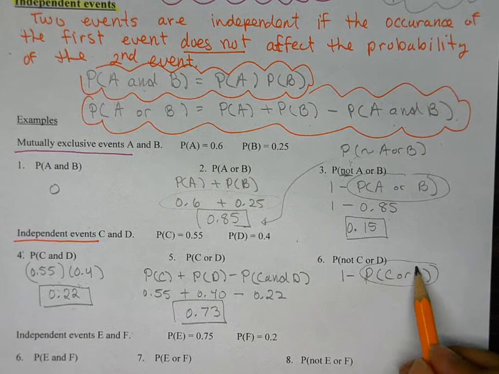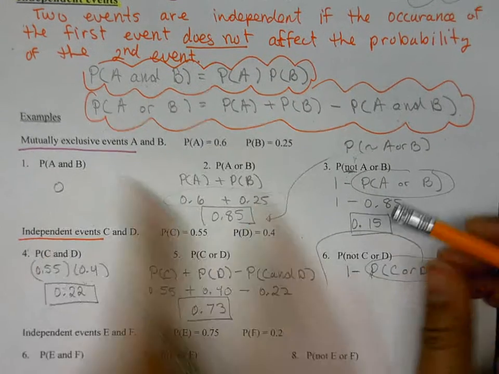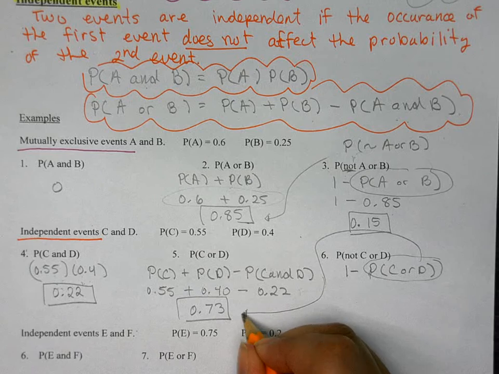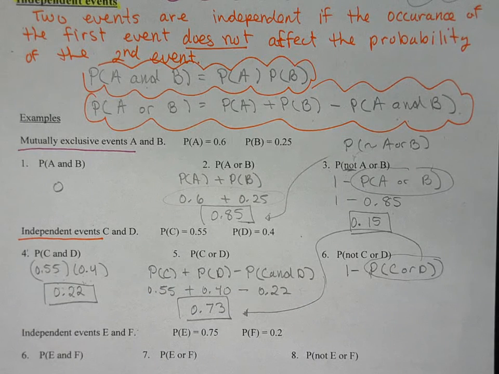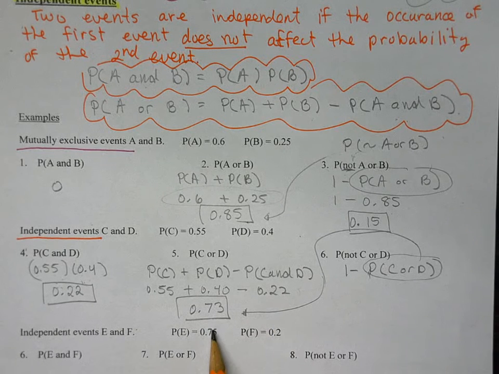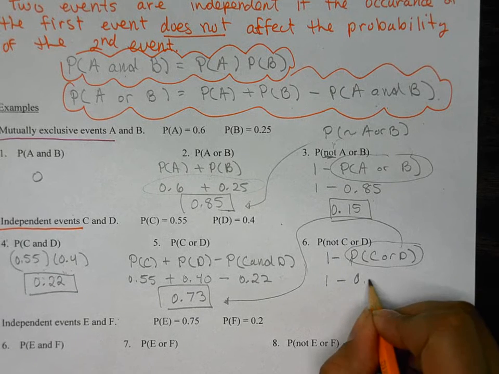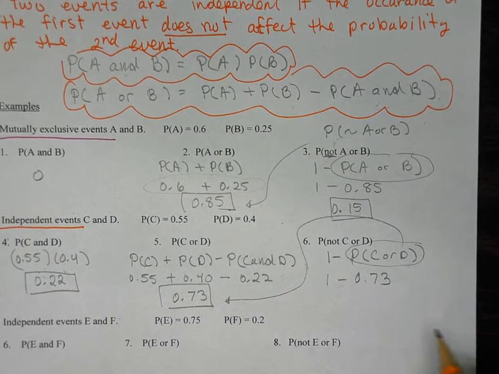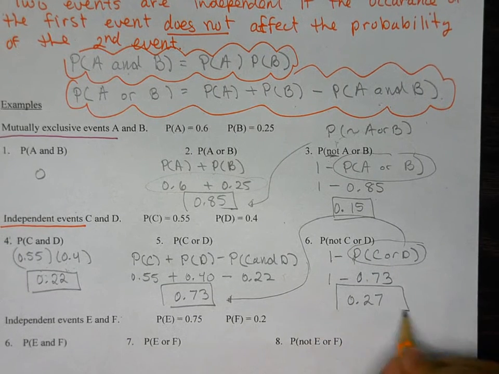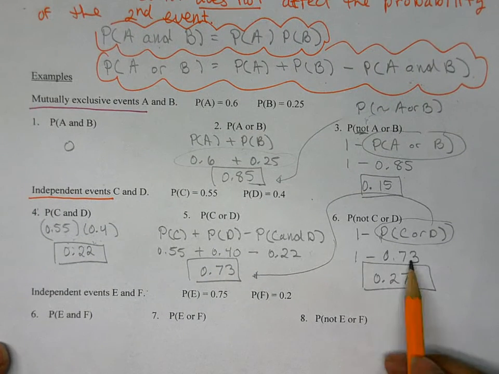Like number 4 goes along with number 4. Yes. All right. 0.55 plus 0.40 is 0.95 minus 0.22 is 0.73. All right, so 1 minus what? Since we already did the C or D part, 1 minus what? That's the work you're going to show on your paper tonight. What do we get as the final answer? Okay. Questions? 1 minus 0.73. You plug it in your calculator.